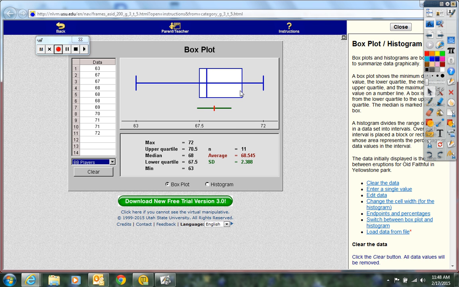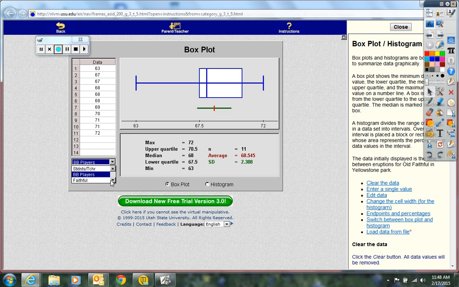And also I know I have my minimum value at 63, my maximum value at 72, and the majority of the values are going to be closer to 72 than 63. With the median lying, let's see, they're telling us at 68, that looks about 68, and your mean is going to be at 68.45. So you can really tell what it would look like if this were graphed.